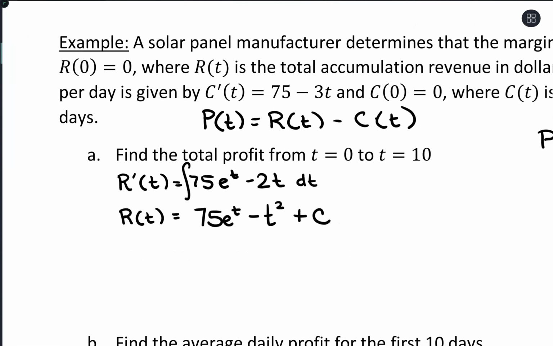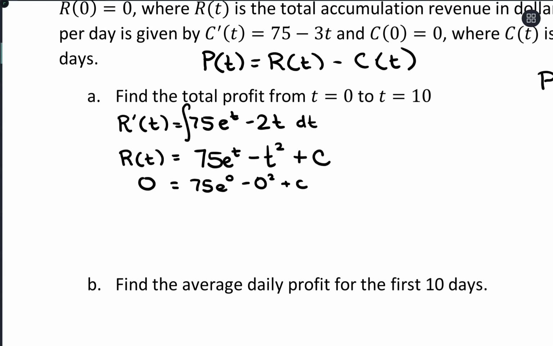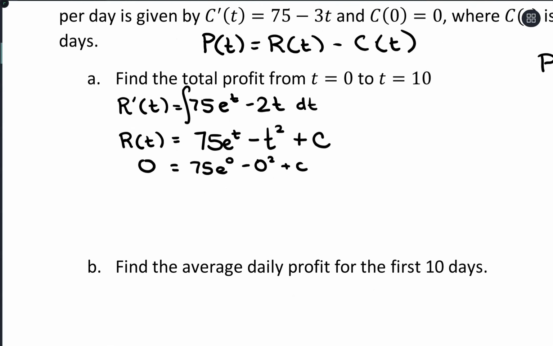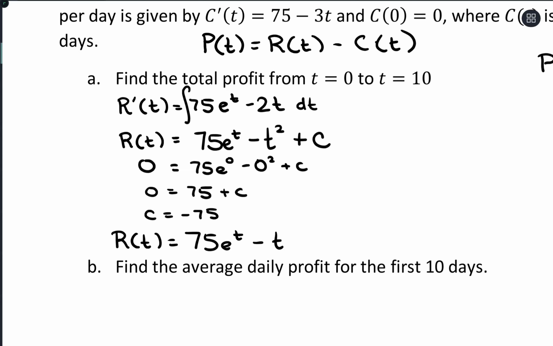And that's where this value r of 0 equals 0 is going to come in, is that revenue should be 0 when t is equal to 0. So what we'll have is 75 times e to the 0, which is just 75. And then minus 0 plus c. So c is going to equal negative 75. So our revenue function is 75 e to the t minus t squared minus 75.